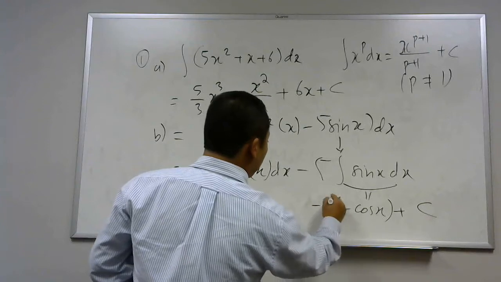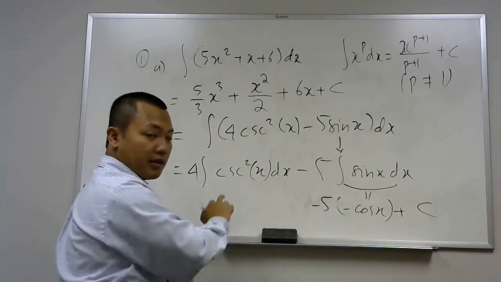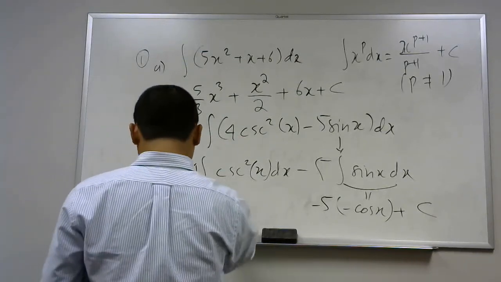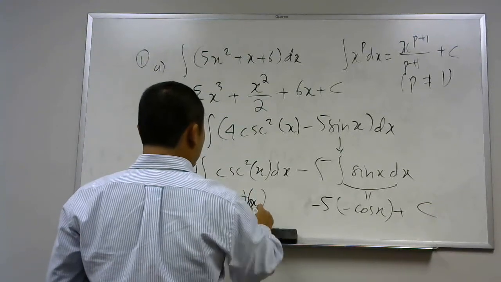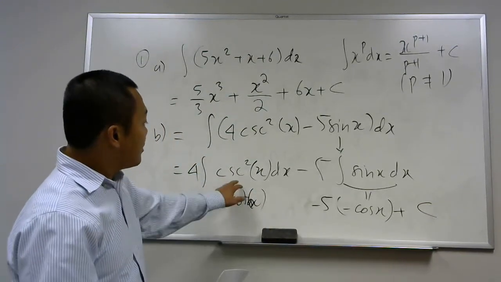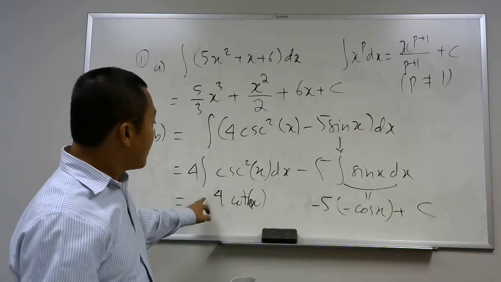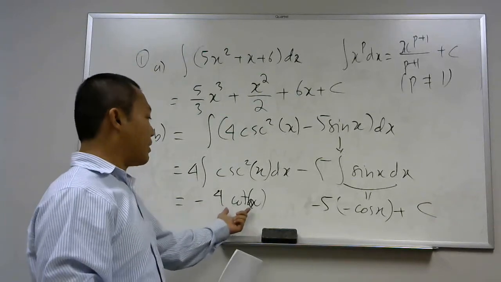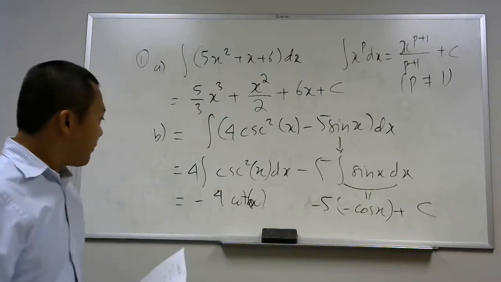Minus 5. And then, what is the antiderivative of cosecant squared? So that is negative 4 times cotangent of x. Because the derivative of cotangent of x is negative cosecant squared. So that's why when we take the antiderivative, there should be negative 4 times cotangent. So overall, I have this answer.